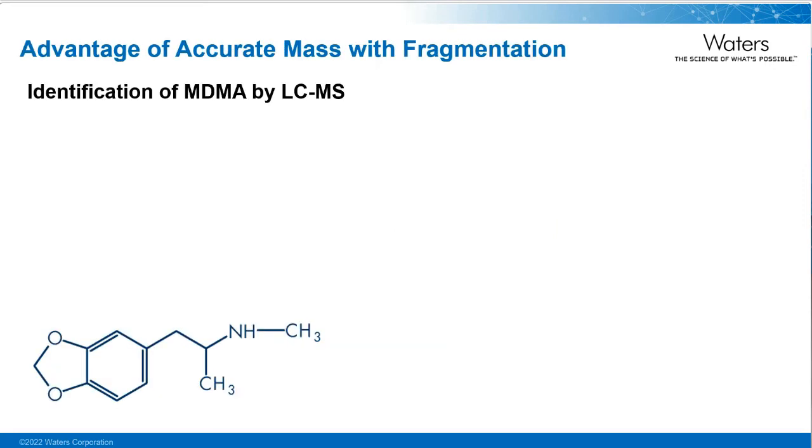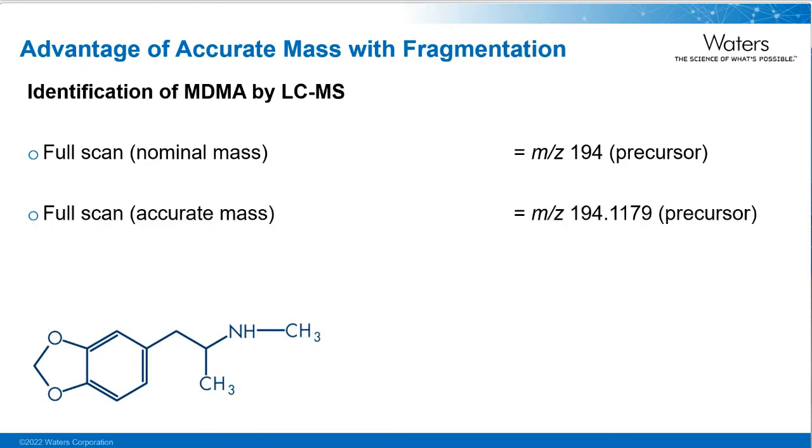Let's consider the molecule MDMA. For comparative purposes, on a nominal mass instrument, we can see that the mass to charge in positive electrospray ionization is 194. However, when we use an accurate mass instrument, we see a significant improvement in specificity as we are now measuring to 4 decimal places.